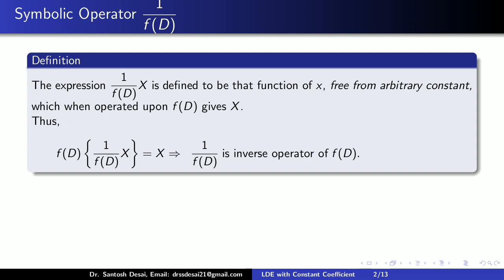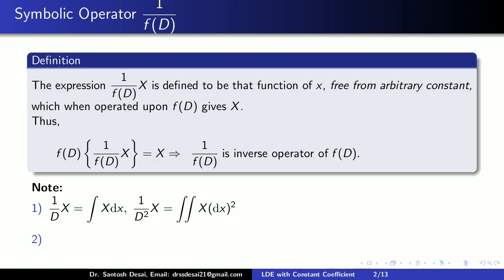Now we know that D stands for derivative, so therefore 1 upon D results in integration. So we take it as a note. The value of 1 upon D into X is equal to the integration of X with respect to x. The value of 1 upon D square into X is equal to the double integration of X with respect to x.